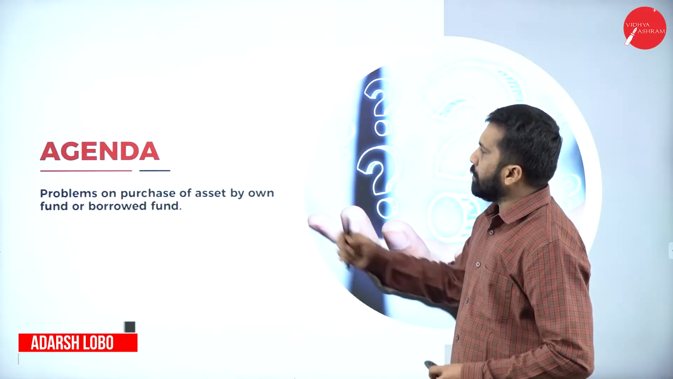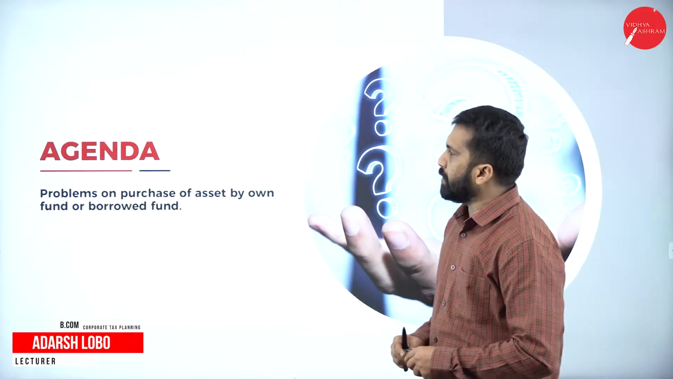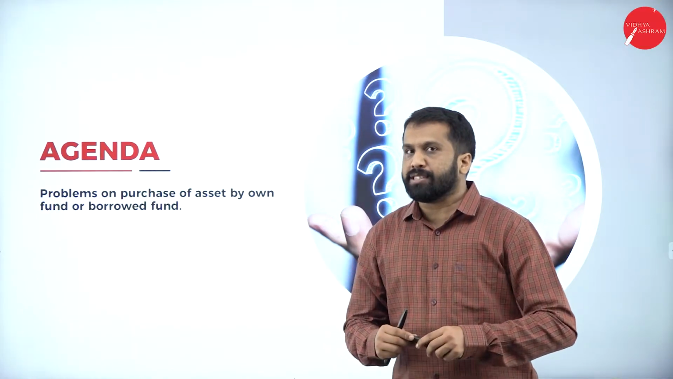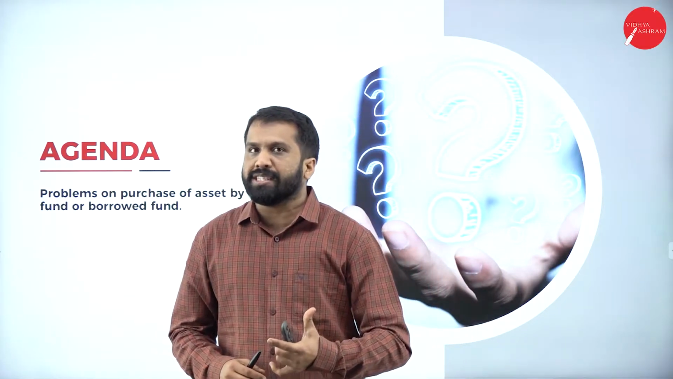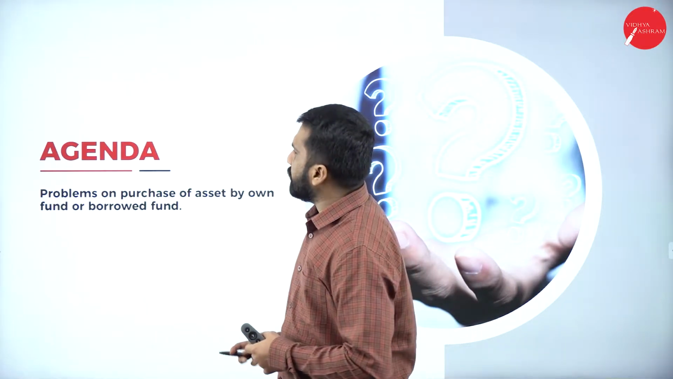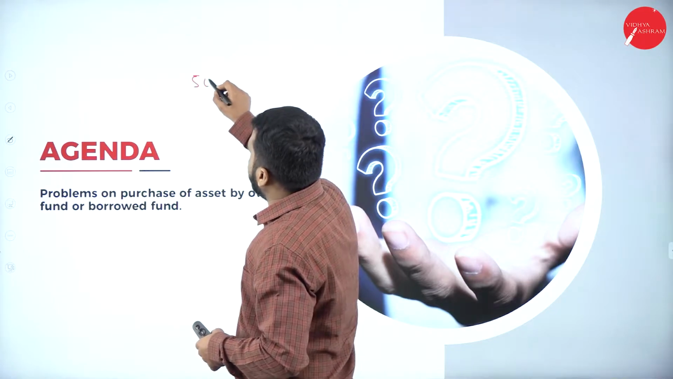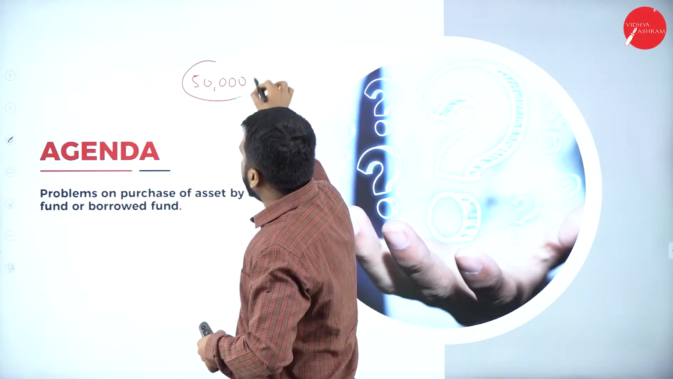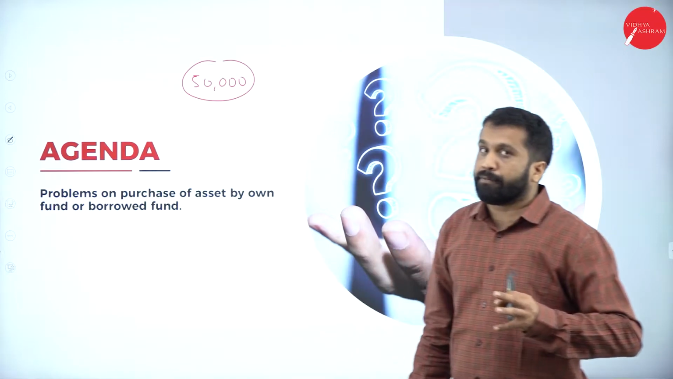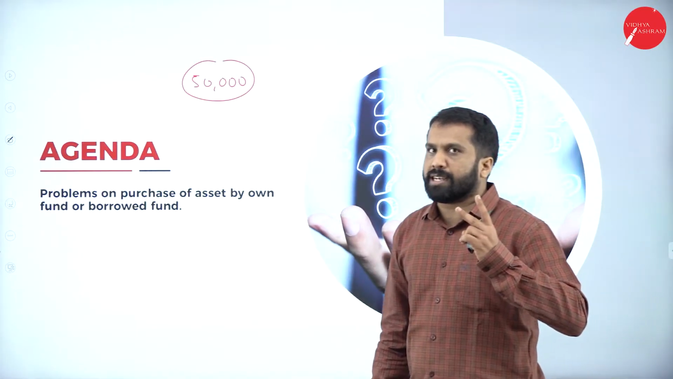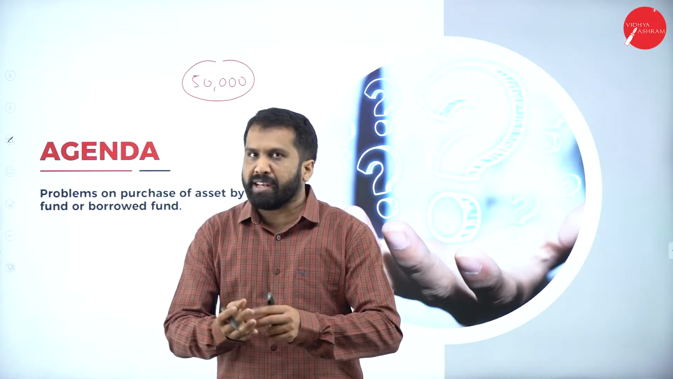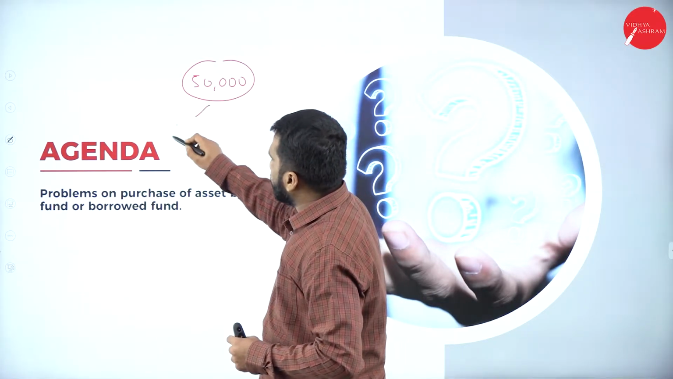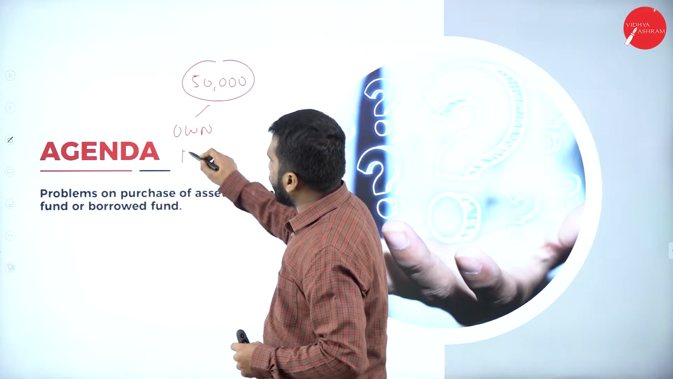Your agenda: problems on purchase of asset by own fund or borrowed fund. Now, you are supposed to remember, say you have to purchase a mobile. What is the price of the mobile? Assume that this is 50,000. There are two options. You have 50,000 in your bank, you go, pay that 50,000, buy. This is called own fund.